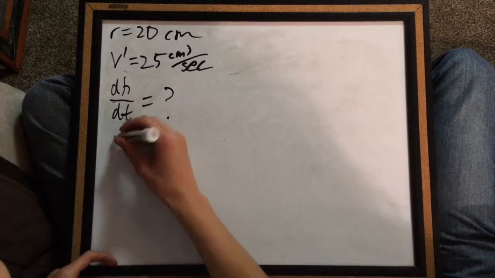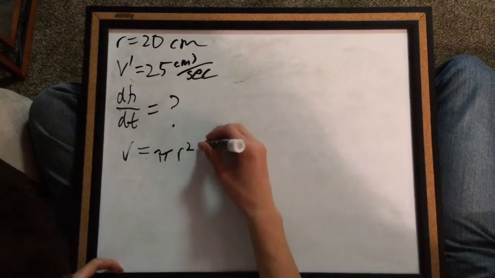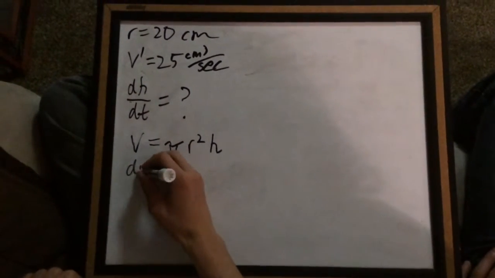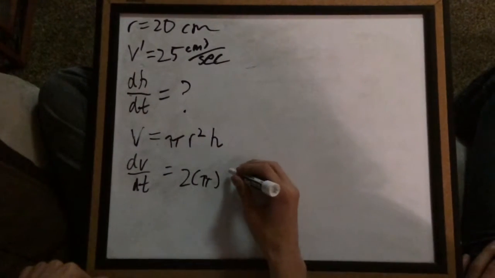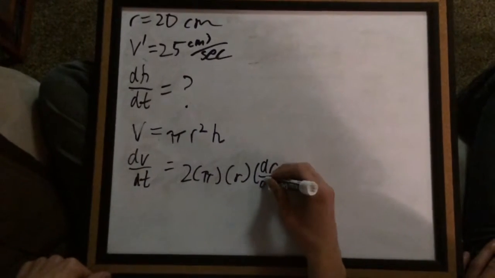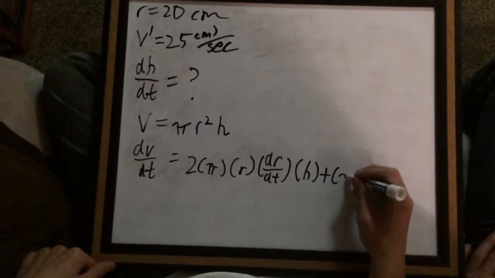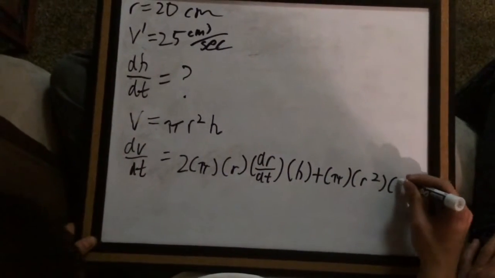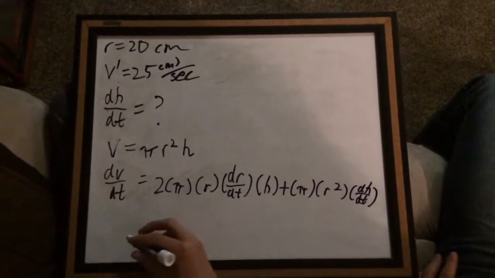The volume of the cylinder is pi r squared h. We want to take the derivative of this, which is dV over dt is equal to 2 times pi times r times dr over dt times h plus pi times r squared times dH over dt. Okay, now we got to plug in our values.